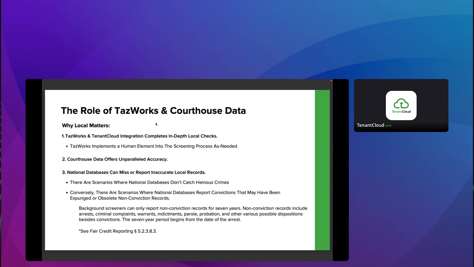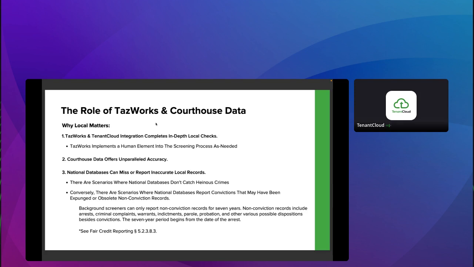That brings us to TazWorks and courthouse data. So, why local matters? TazWorks is a company that TenantCloud has integrated with, and they actually provide the human element to the screening process. What that means is that when TenantCloud does a screening and you select the local county screening reports as a part of your screening, what TazWorks then does is they check their database for any information as it relates to local counties that the person has ever lived in or lives in currently based on the county add-on that you select.